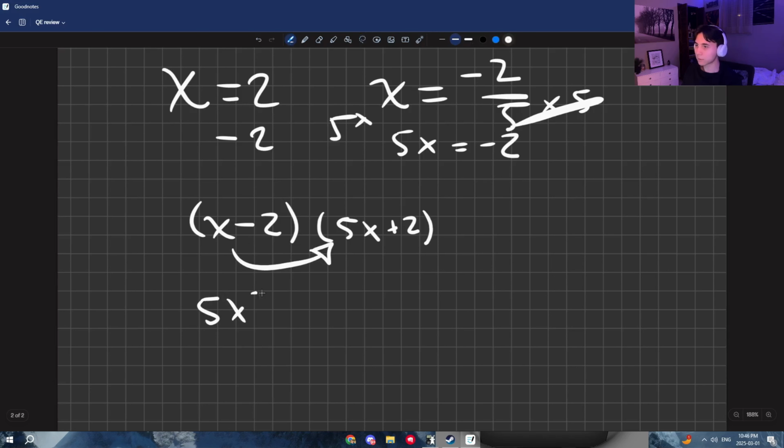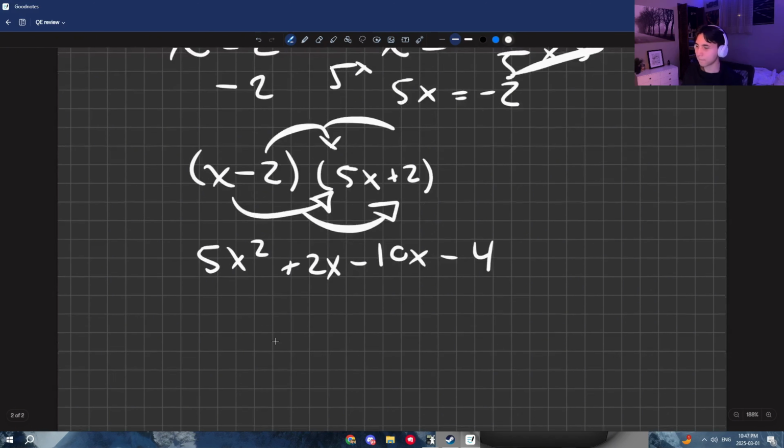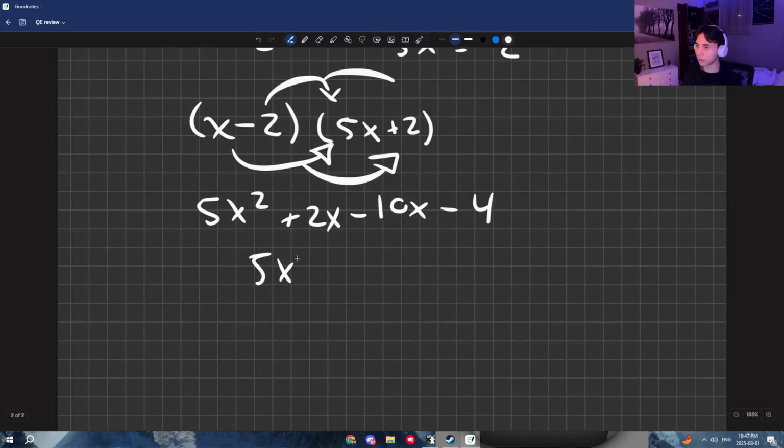Get 5x squared plus 2x minus 10x minus 4. And what you're going to get is 5x squared minus 8x minus 4 as your final answer.